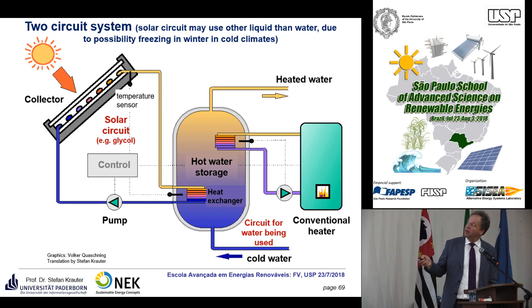Then you have the glycol medium here, and a heat exchanger, and then, same as in Brazil, the hot water storage, and you take away the hot water here. Sometimes, if you are really in winter, you have an additional power supply. Even in Brazil, some people use an electric additional supply to overcome some very bad periods.